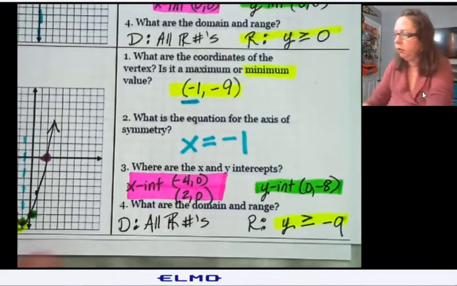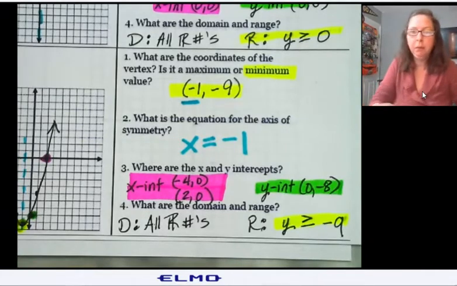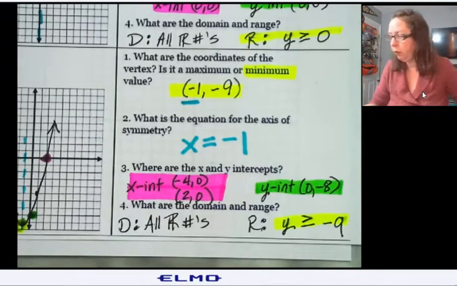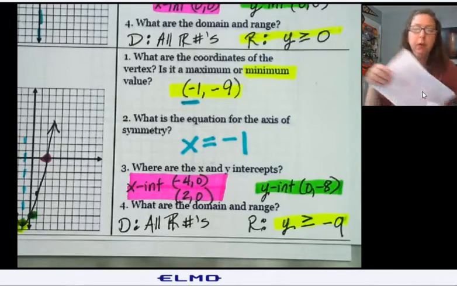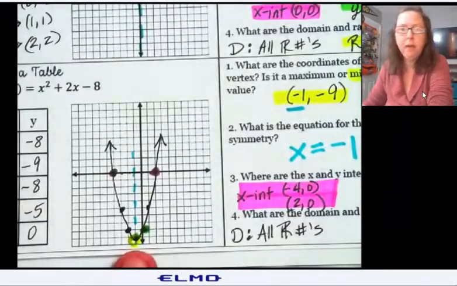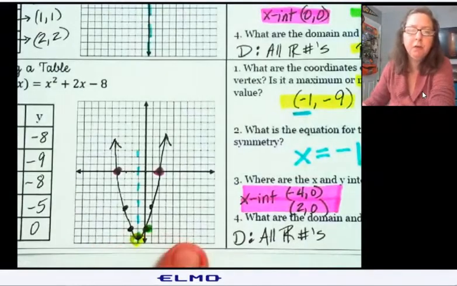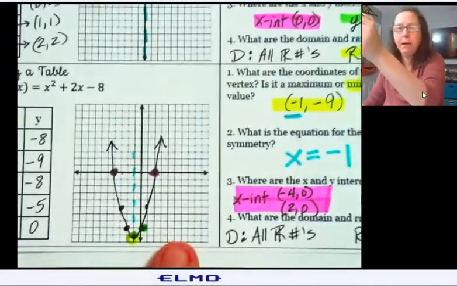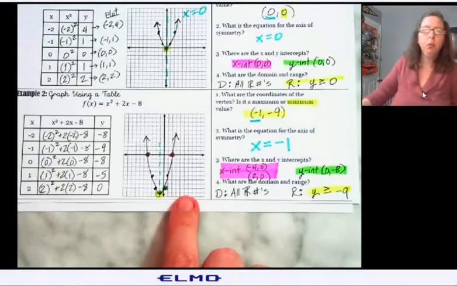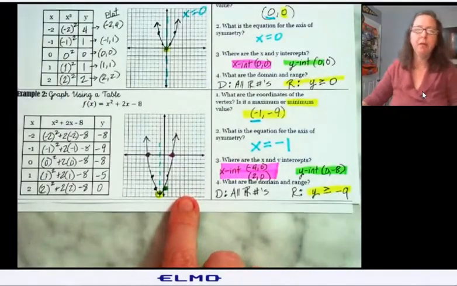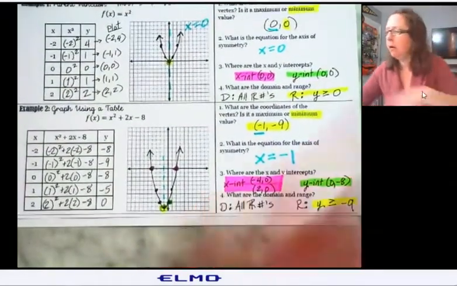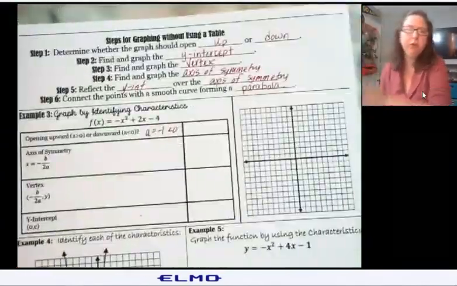All right, so we've just done 2 examples where we had to create a table so that we could graph them and then use the picture to identify all the information. Okay, we don't have to do it that way every time. There are some other things that we can do. So let's go to the second page of our notes.